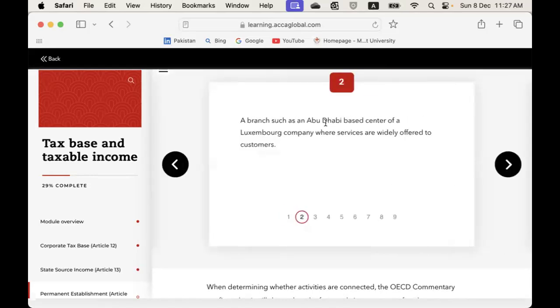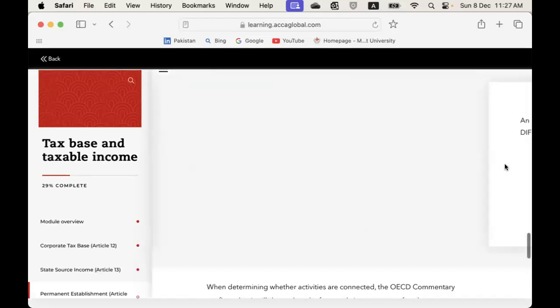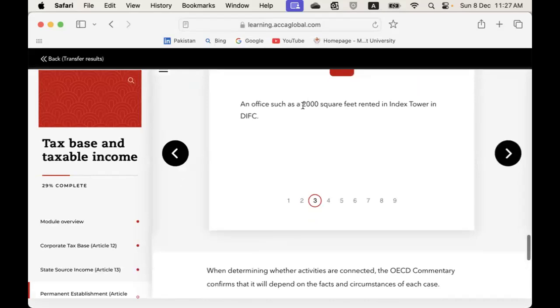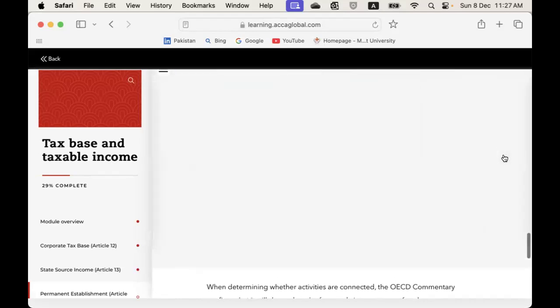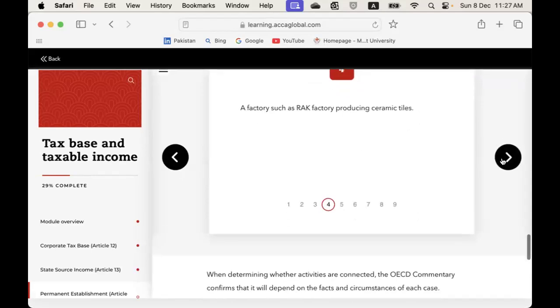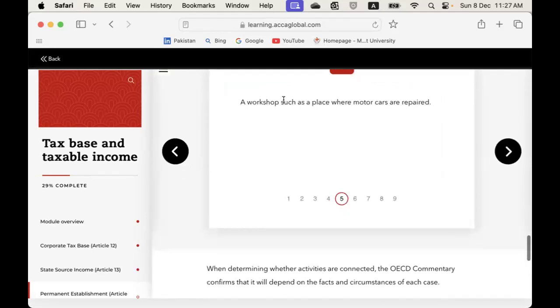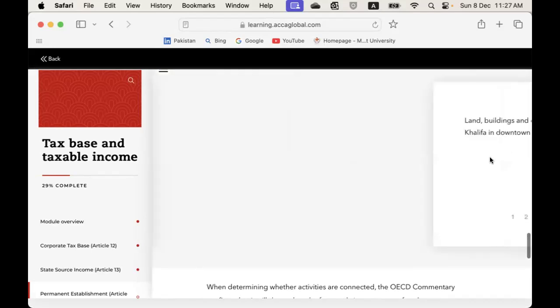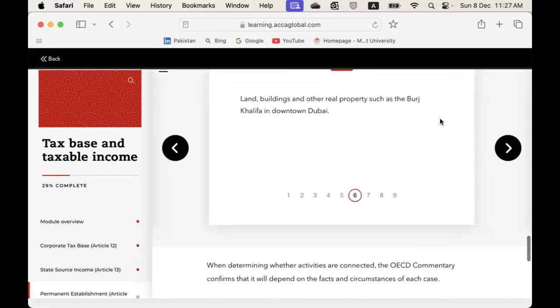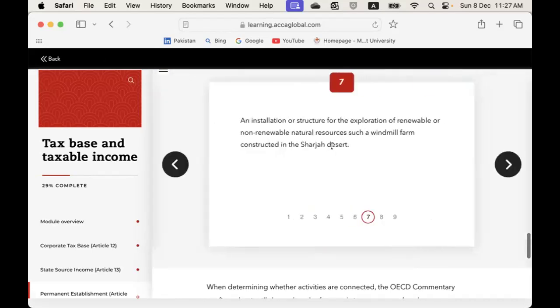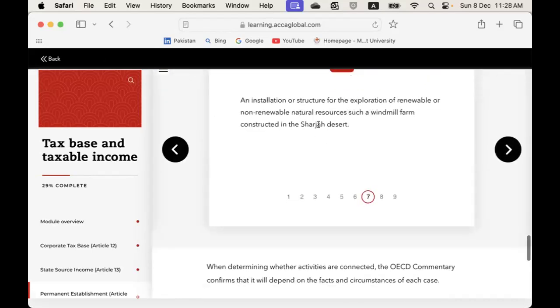Second, a branch, such as an Abu Dhabi based branch for a Luxembourg company. Fine. Branch, I think we already know the meaning of. An office, such as 2000 square feet rented in Index Tower in DIFC. Okay, it can be an office premises. A factory can be there. A workshop, as a place where motor cars are repaired. Land, building, other real property. Installation or structure for the exploration of renewable, non-renewable resources.